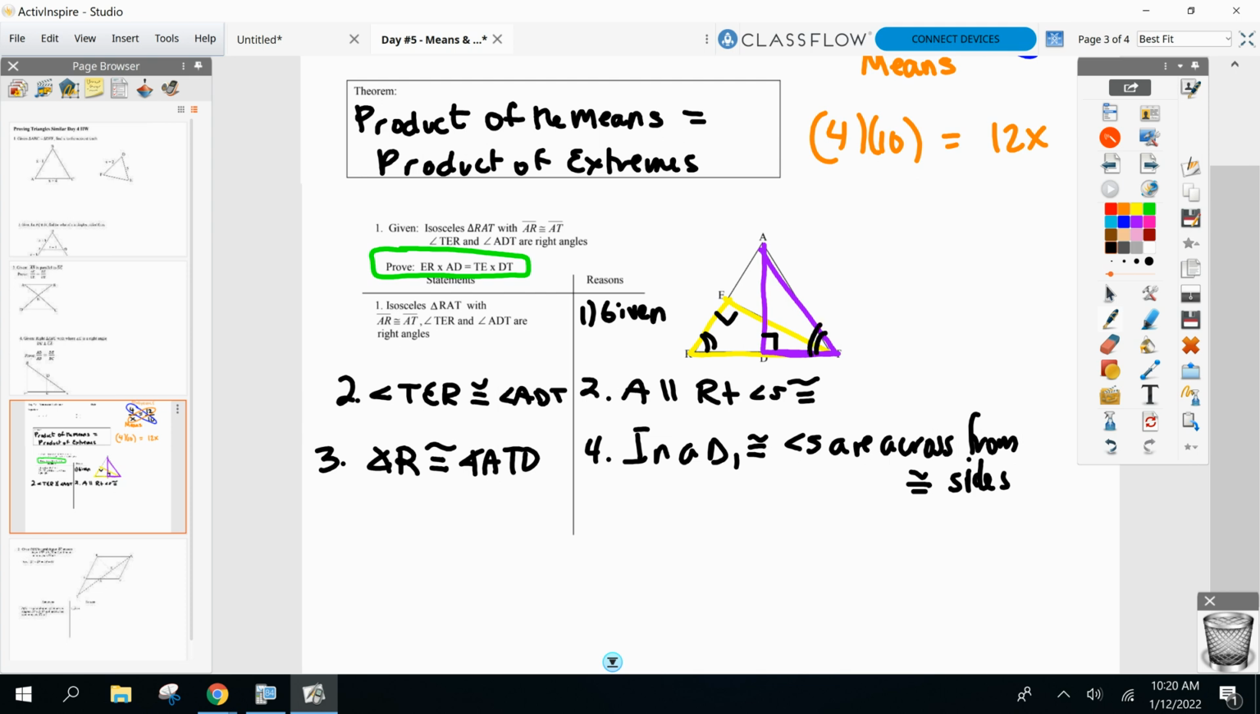All right, I know now the triangles are similar. I got two pairs of angles. Great job, everybody. So just make sure we name them correctly, right? Let's see, if I go triangle TER similar to triangle ADT.